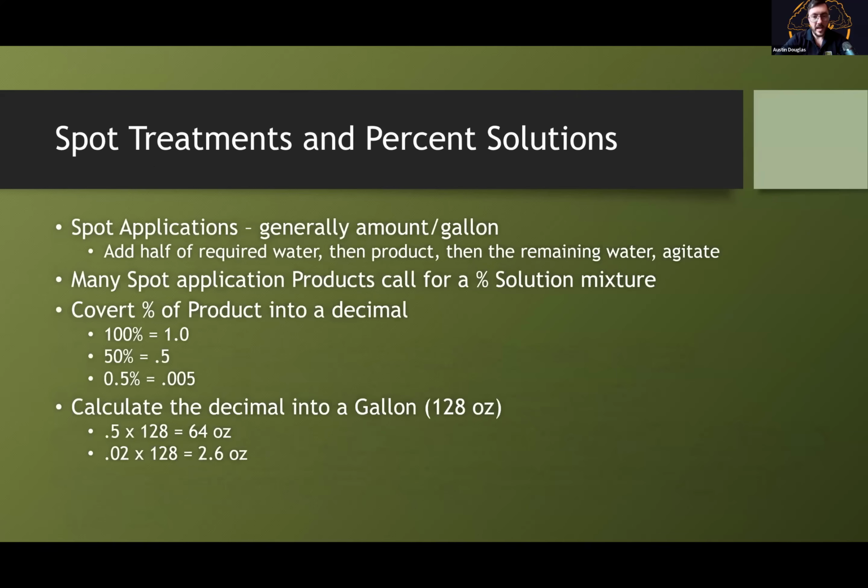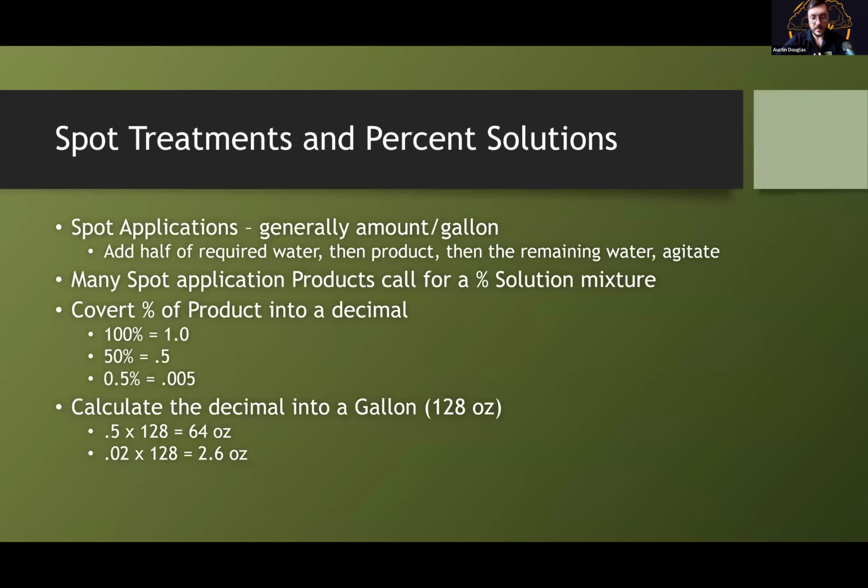For spot treatments and percent solutions, spot applications, generally, it's going to be the amount per gallon: add half of the water required, then the product, then the remaining water, and then you want to agitate it. Many spot application products call for a percent of a solution mixture. So we convert the percent of the product into a decimal. 100% would represent 1, 50% would represent 0.5, and 0.5% would represent 0.005. So that's how we determine the amount of product.